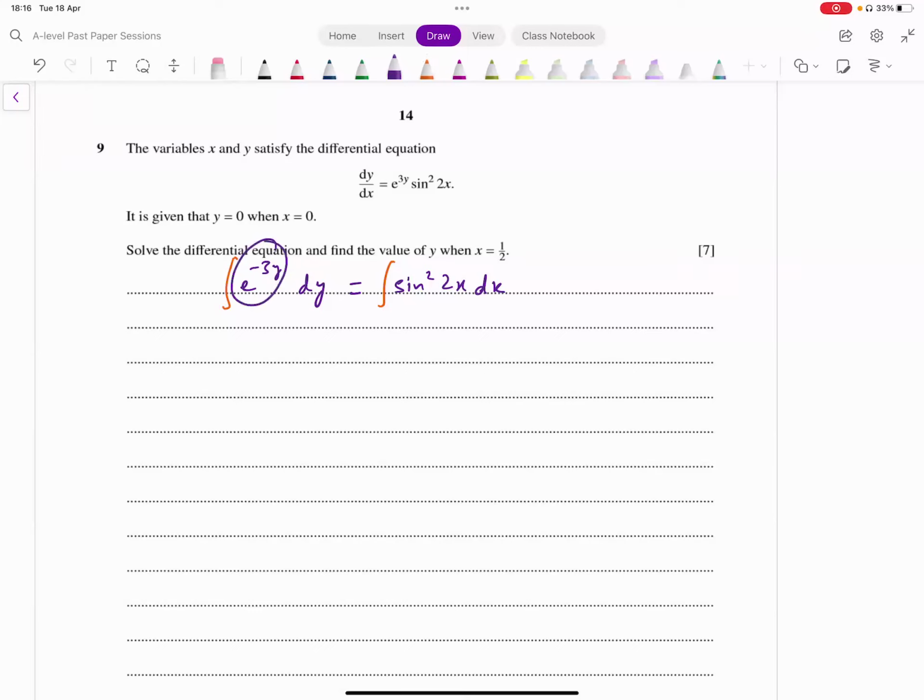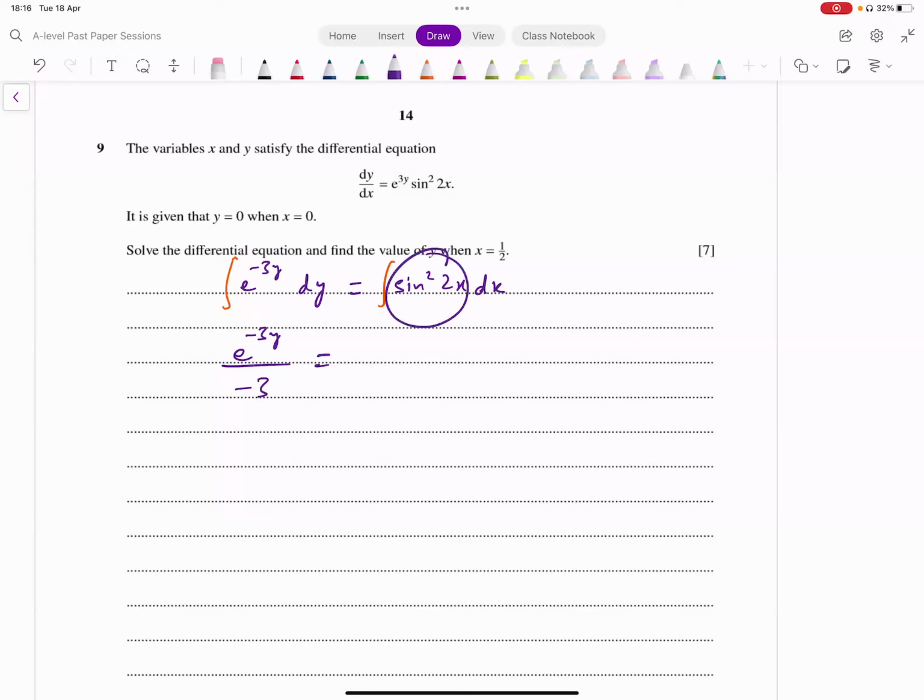e raised to power minus 3y का integral with respect to y. e power something का integral e power that वही होता है. So it remains e raised to power minus 3y, but we have to divide by the derivative of this thing. Minus 3y का derivative minus 3 से हम divide करेंगे. ठीक है? That's what we get on the left side.